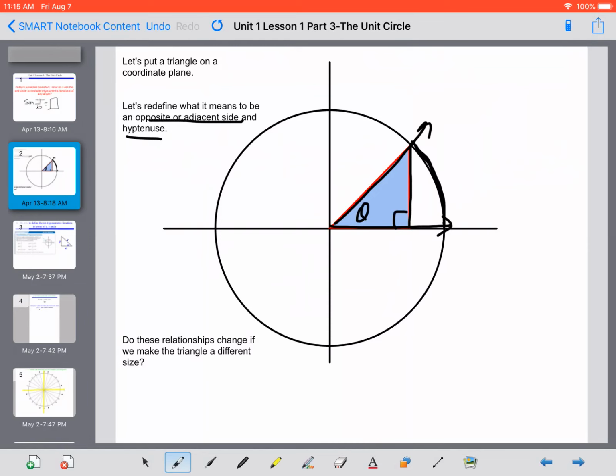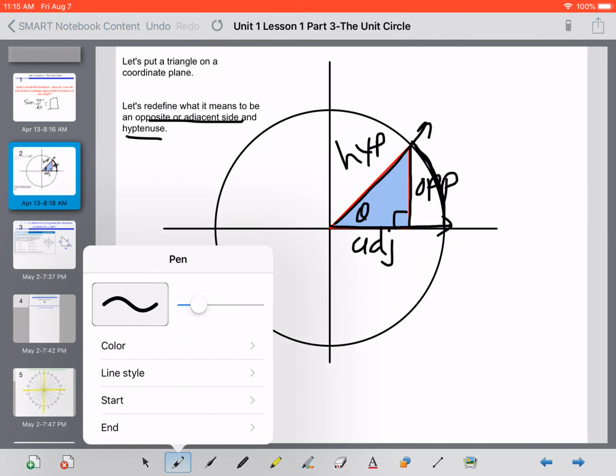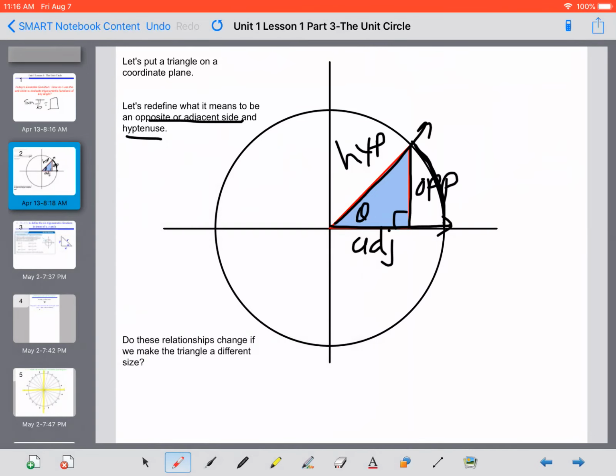In my triangle, the x-axis part is going to be my adjacent side. The y-axis part, or the vertical, will be my opposite, and this is the hypotenuse. But now that we have looked at this from a coordinate perspective, the adjacent side becomes your x value. The opposite side is your y value, and your hypotenuse is always going to be the radius of that unit circle.